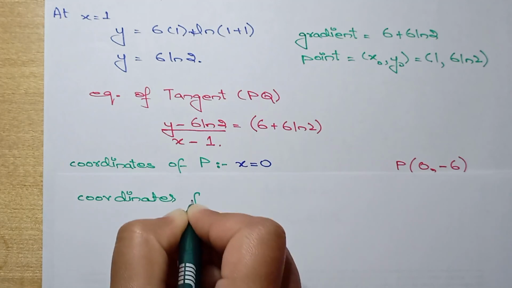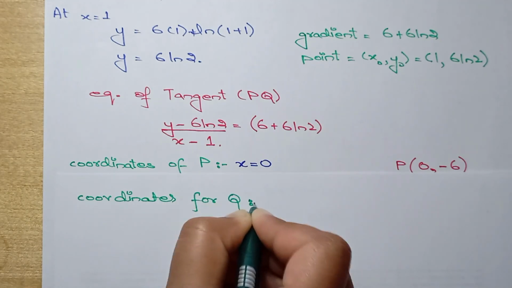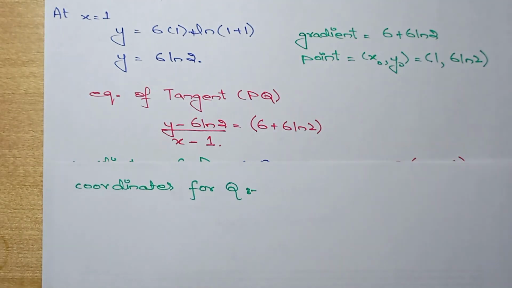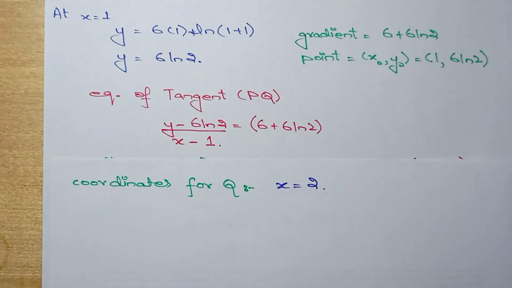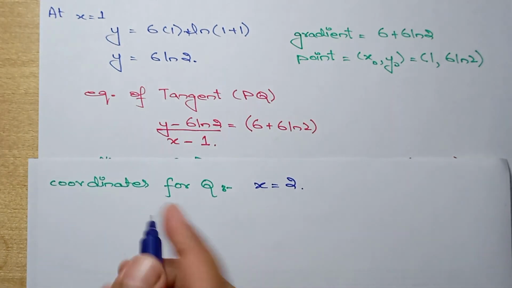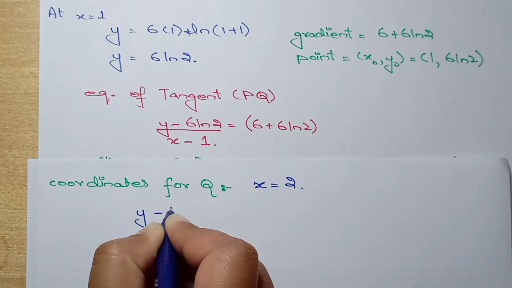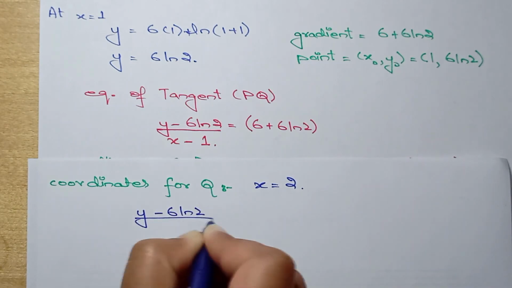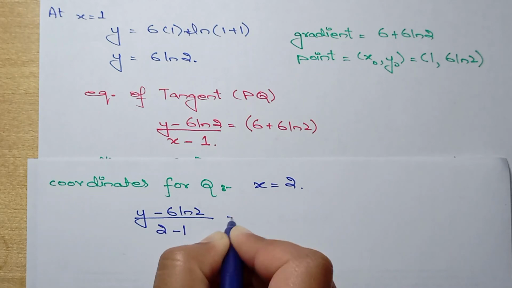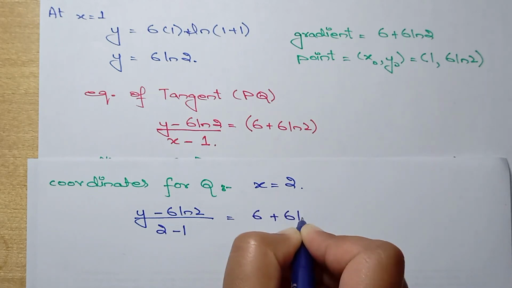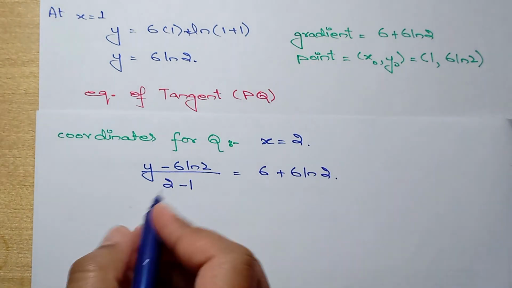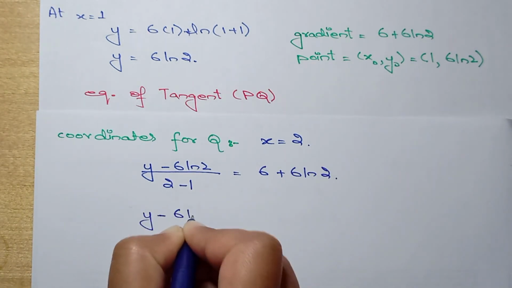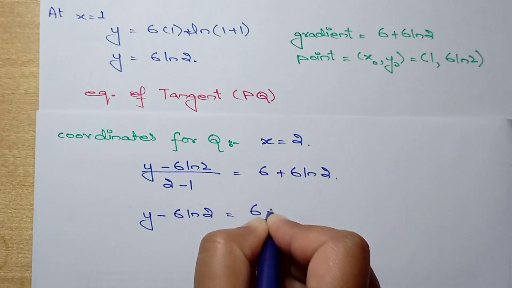Coordinates for point Q. So for point Q, we need to substitute x equals 2 and find the value for y. Okay, so we have y minus 6 ln 2, 2 minus 1 equals 6 plus 6 ln 2. Okay, so 2 minus 1 is 1.